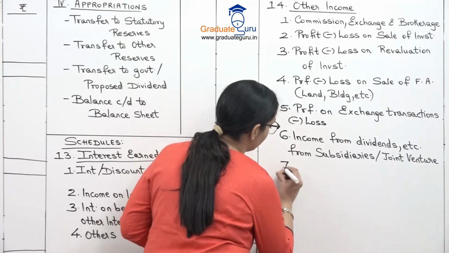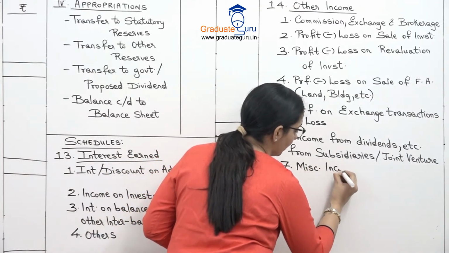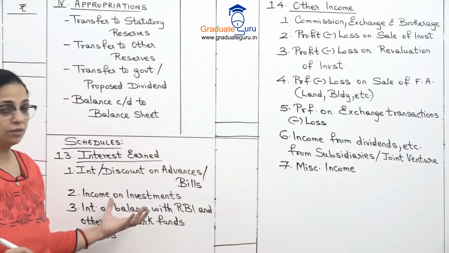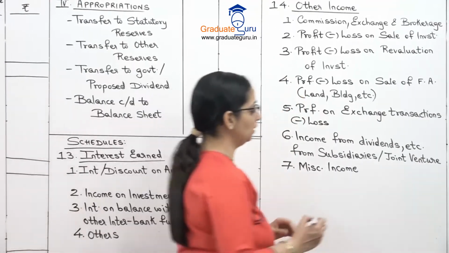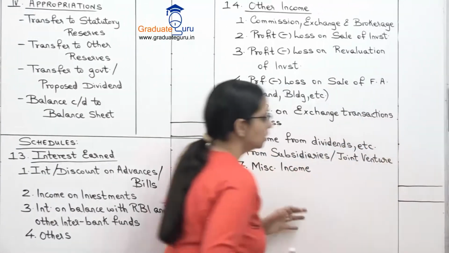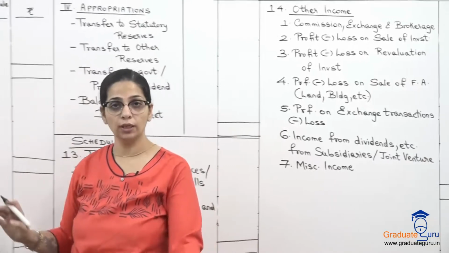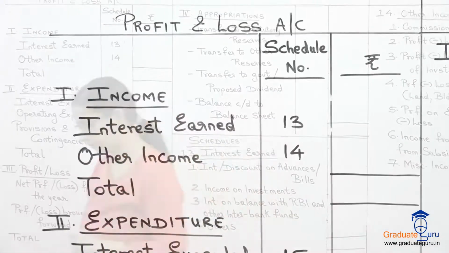And then finally we have miscellaneous income. So any other income which is not listed either under this interest schedule or under the other income schedule, that will be shown as other income. So this is our income side, basically our schedule number 13 and 14. Take this down, then we'll go ahead with schedule 15 and 16.